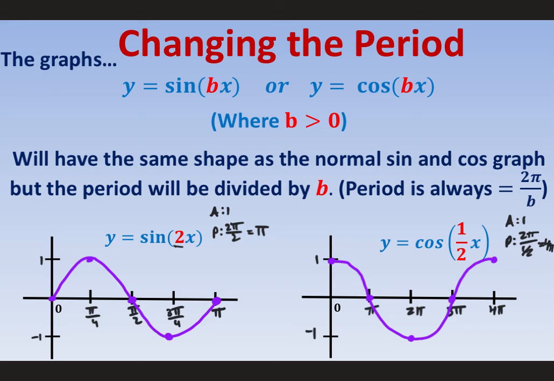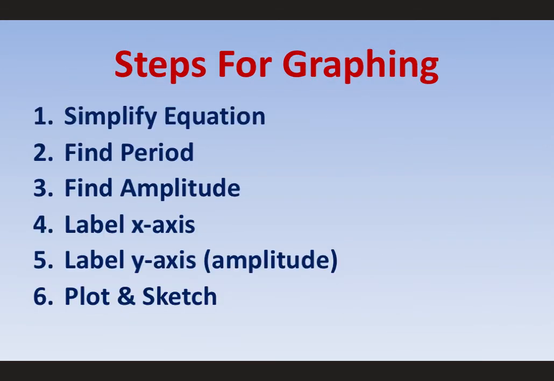All right, we've got one last thing to go over. When you're doing these problems, I like to think about it as breaking it down into a few steps. The first thing you're going to do is look at any simplification in the equation. We haven't really had any of that yet, but we will. I'm going to find the period by taking 2 pi and dividing by my b value, the number inside of the trig function.